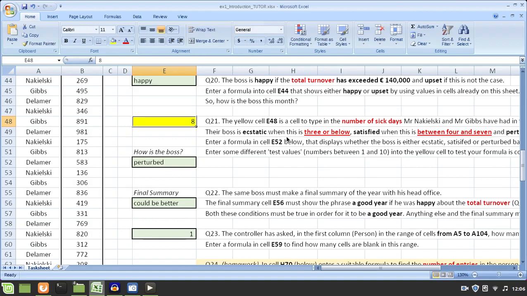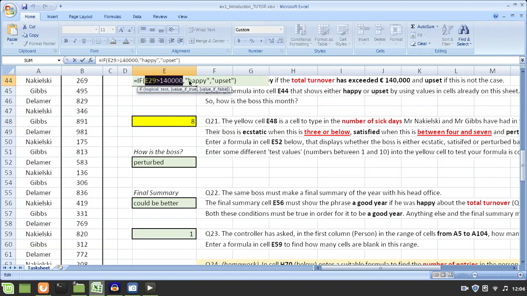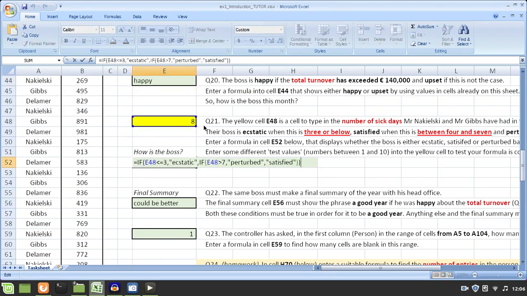Okay, so what have we got here? We've got 3 possible outcomes: ecstatic, satisfied, or perturbed. Now, in the previous example, we had happy or upset. That was 2 possible outcomes. Generally speaking, we refer to 2 possible outcomes as a simple if statement. We have a test, a true, and a false. And for 3 possible outcomes, which is the case of question 21, we have to use something called a nested if. And the word nested simply means an if inside an if.